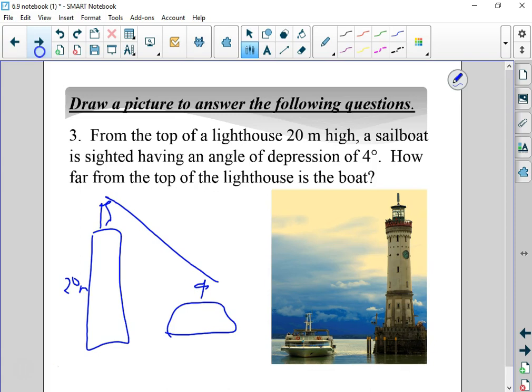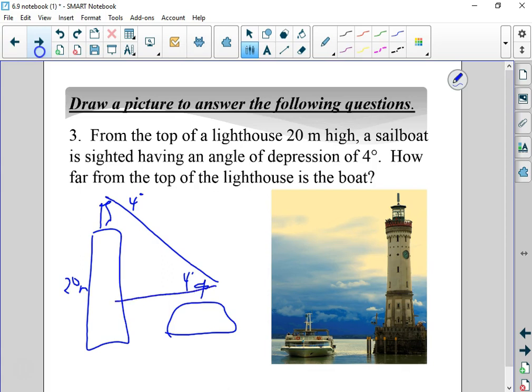So it's looking down there. We want to know how far the sailboat is from the top of the lighthouse. Sailboat sighted at an angle of depression of 4 degrees. So that's 4 degrees here or 4 degrees here. How far from the top of the lighthouse is the boat?